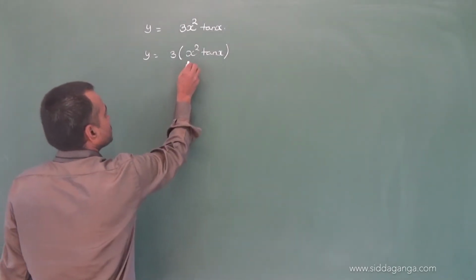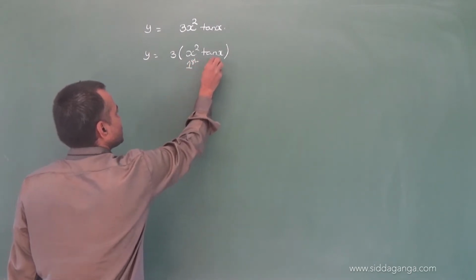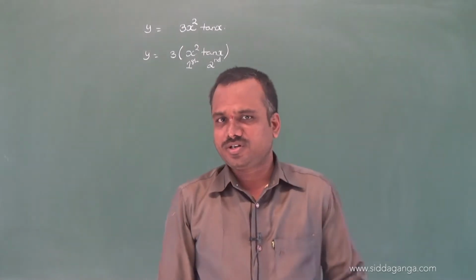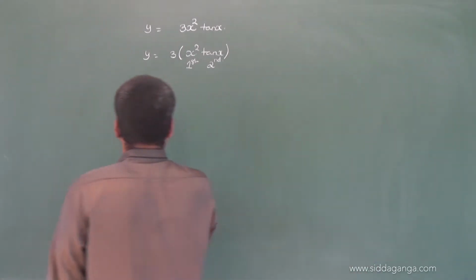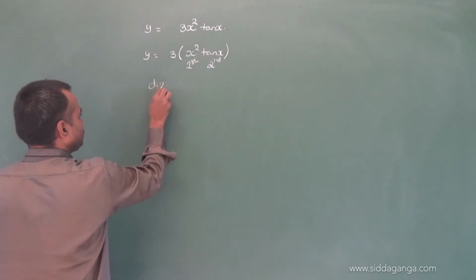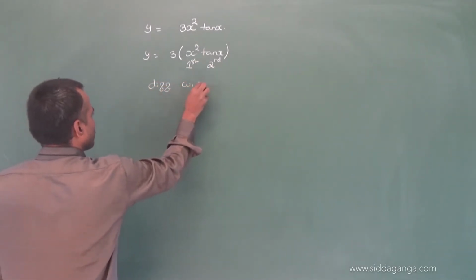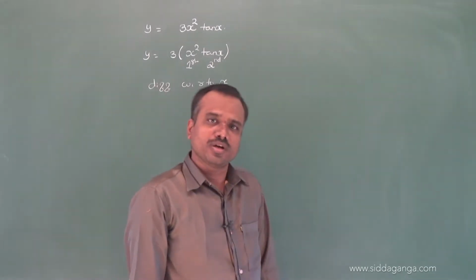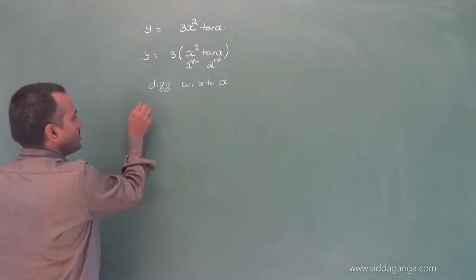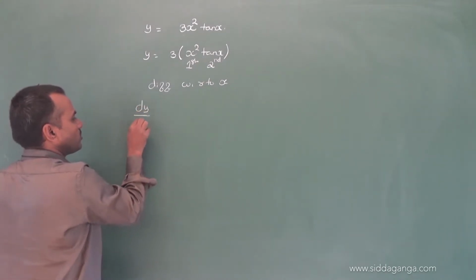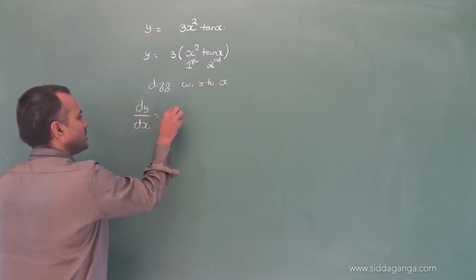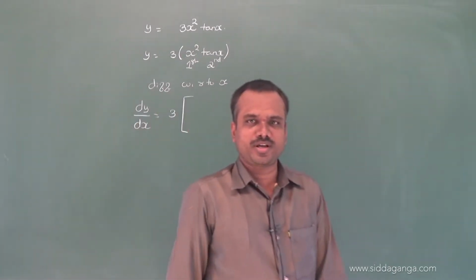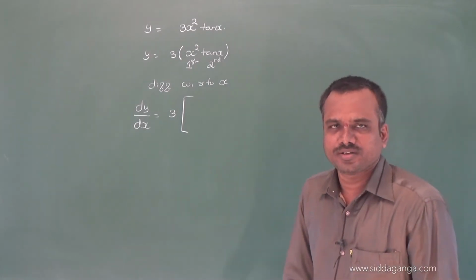So this x square is what? The first function. Tan x is what? The second function. X square must be the first function. Tan x is the second function. Differentiate with respect to x. So y with respect to x, everyone knows dy by dx. That 3 we write outside.